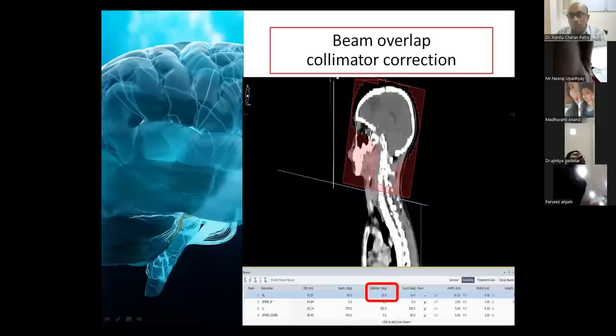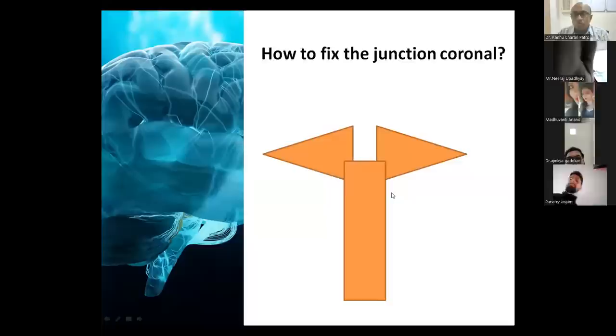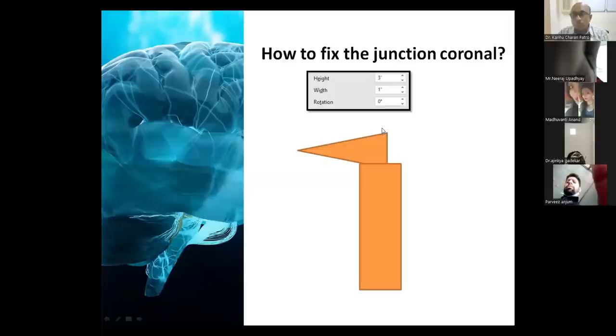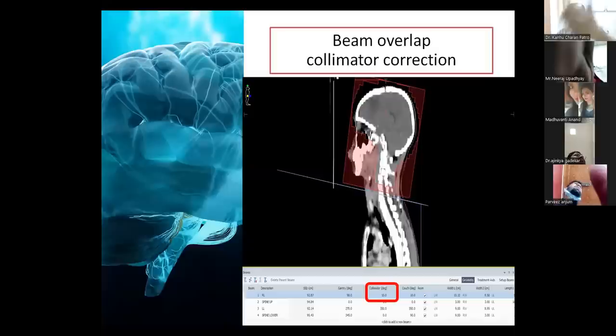It looks like that in a sagittal section, that beam matching. So how to fix the junction? You can see this is the 0 degree rotation, there is overlap. If you give 10 degree, there is a matching and you give the gap. So 10 degree rotations, usually collimator rotations. This is the collimator rotation. When you are seeing the sagittal section, it is a match.